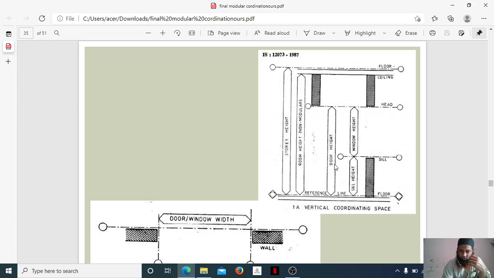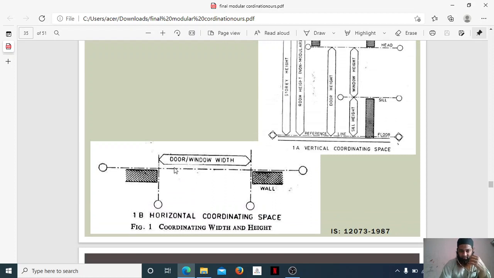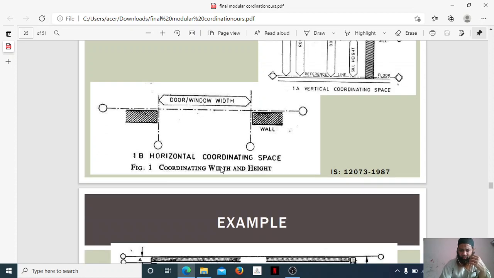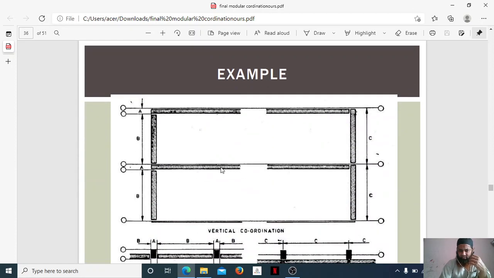You can see here door height has been marked separately, window height has been fixed properly. This is the sill height. Till here the sill will come, and the window will be fixed from here to here. So everything will be marked with every minute dimension, so while executing there shouldn't be any problem. Even the horizontal size of the door and window has been marked. Wall will come till here, this is the grid, and here the door or the window width will be like this. So each and every small dimension will be marked here.